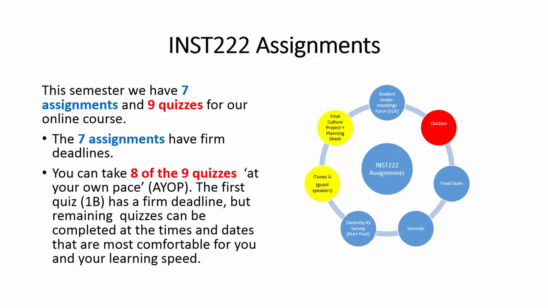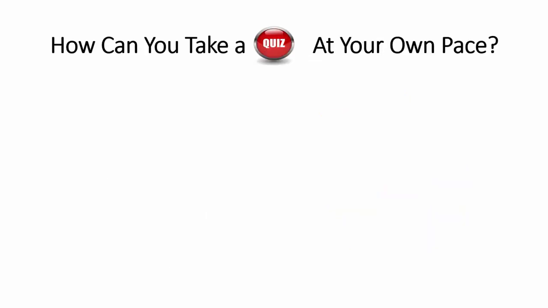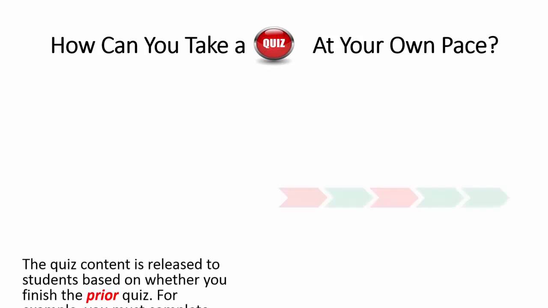Now you can take 8 of the 9 quizzes at your own pace. The first quiz, number 1B, has a firm deadline, and that's to ensure that we all are familiar and have a real understanding of how the quizzes work. But the remaining 8 quizzes can be completed at the times and dates that are most comfortable for you and your learning speed. How can you take a quiz at your own pace?